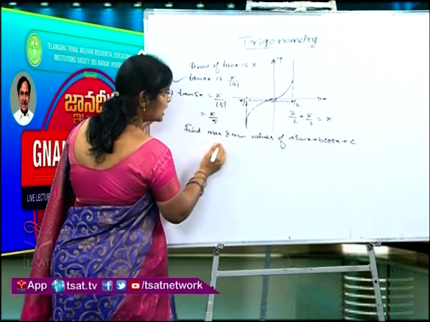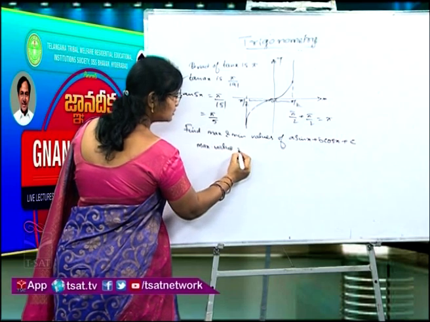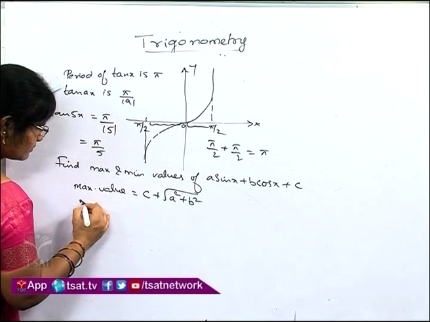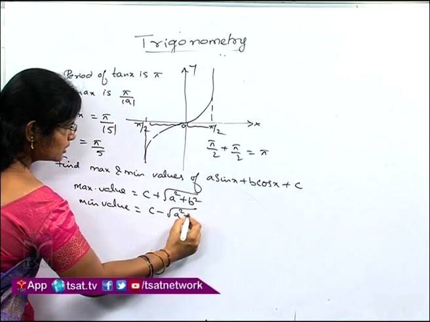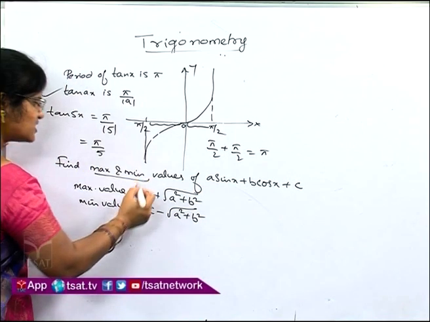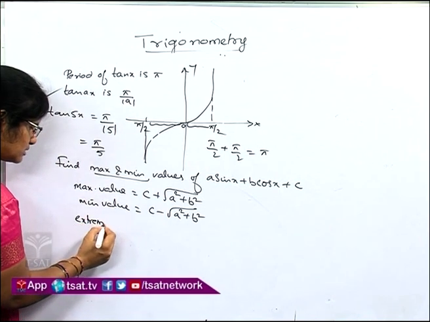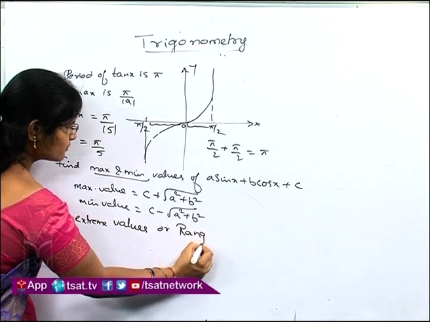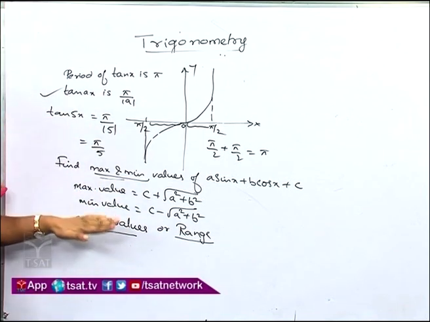So, here the maximum value is equal to c plus under root of a square plus b square, and the minimum value is given by c minus root over a square plus b square. You can say maximum or minimum values, or extreme values, or range also you can call, children. So range, extreme values, maximum and minimum, the 3 meanings are the same, children.